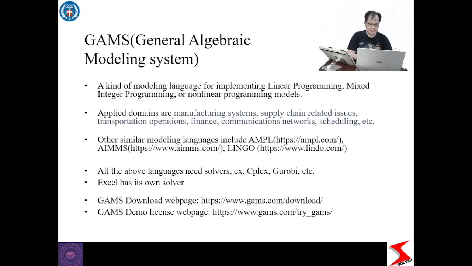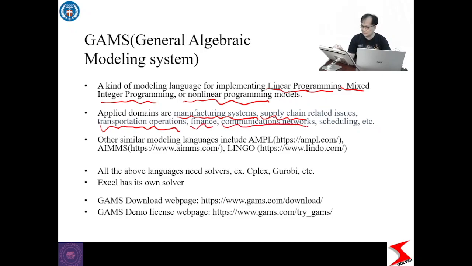What is GAMS? GAMS is the General Algebraic Modeling System. This modeling language can implement linear programming, mixed integer programming, or nonlinear programming models. And for its applied domains, normally we will apply it to manufacturing systems, supply chain, and transportation, operations, finance, communication networks, scheduling, and so on.